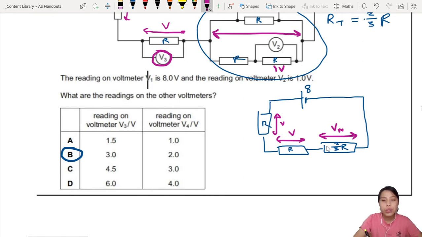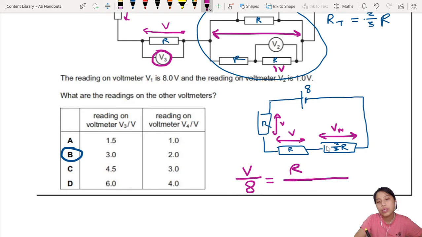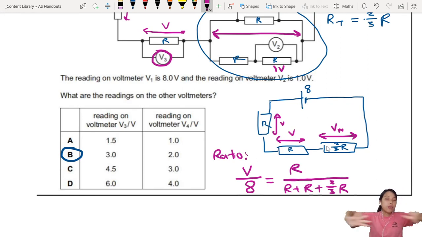So what you can do is, you say, what is the value of V over the total, which is 8? And that is equal, same ratio as this R over the total R of the whole circuit. So that will be R plus R plus 2 over 3R. This is dealing with ratio. So the ratio of V over the ratio R. You can only do this if you have a series circuit like this, because then all the potential difference is shared out between all these resistors.